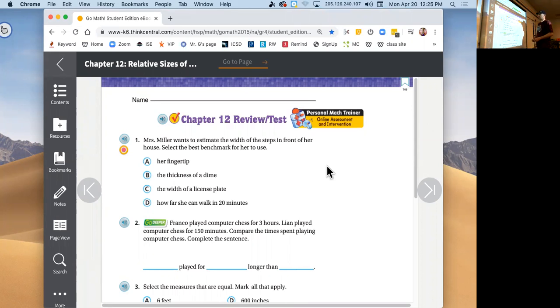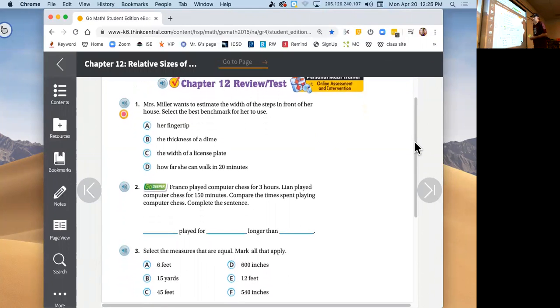Mrs. Miller wants to estimate the width of the steps in the front of her house. Select the best benchmark for her to use. The width of her steps. So, is it her fingertip? The thickness of a dime? The width of the license plate? Or how far she can walk in 20 minutes? Okay, you should be able to see that it's this one.